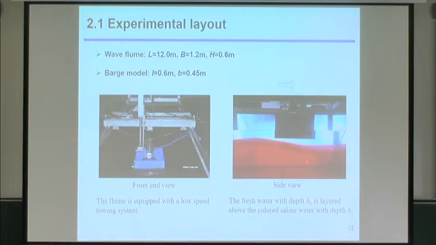And this is a side view to see the tank. The black shadow is the structure, this one. And this is the water free surface. And here we can clearly see the internal surface. So the upper layer is fresh water, and the depth is H1. And the lower red colored layer is saline water, and the depth is H2. Okay, this is the layout of the experiment.